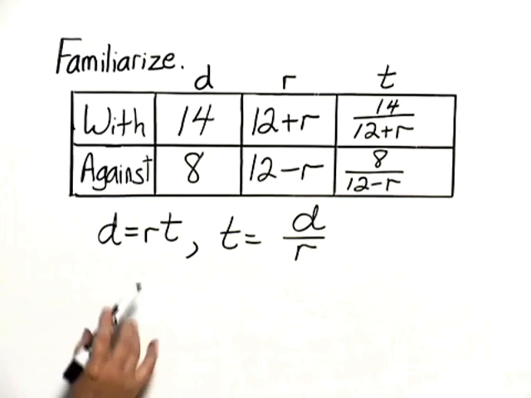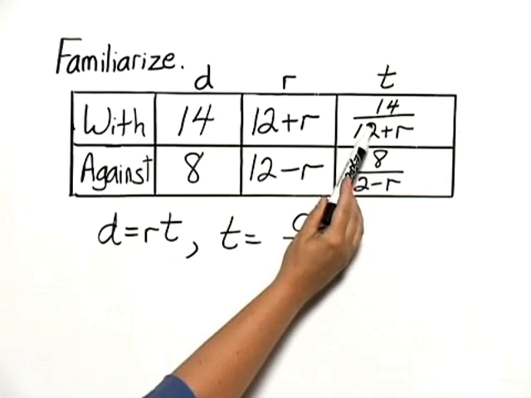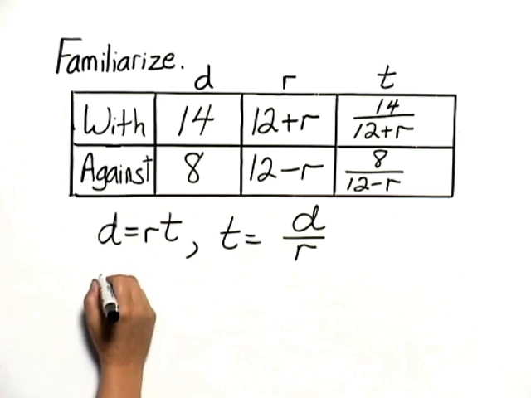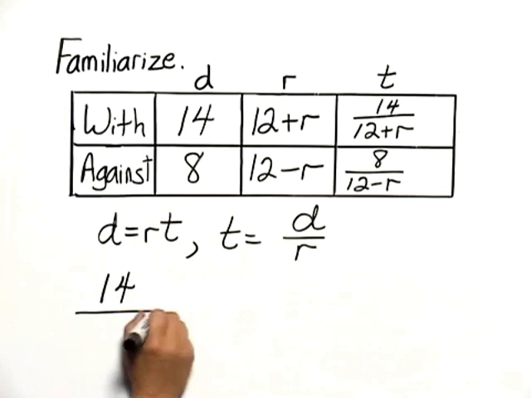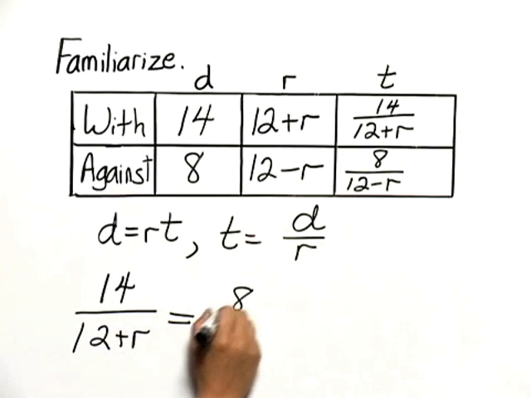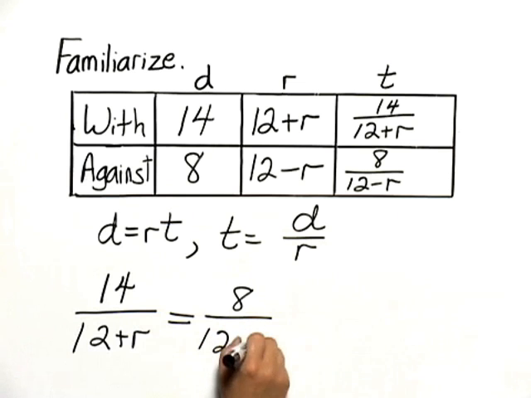To translate this to an equation, we need one more piece of information. It may not be really obvious from the problem, but we're told that the times were the same for the distance with the wind and against the wind. We've calculated those expressions for those two times, and the fact that they're the same allows us to write an equation. 14 over 12 plus r equals 8 over 12 minus r. And we've translated now to an equation that we can solve.